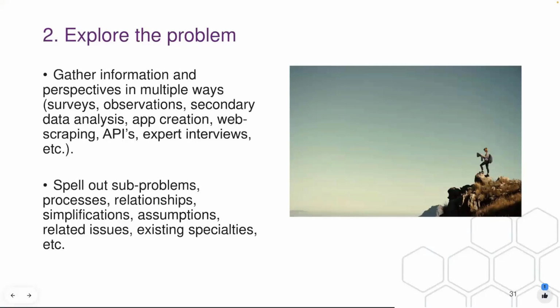In this step as well, you're also going to want to spell out sub-problems, processes, relationships, any simplifications, assumptions, or related issues. So after settling on your main research question, you're going to need to get more specific in order to make that question relevant and measurable.